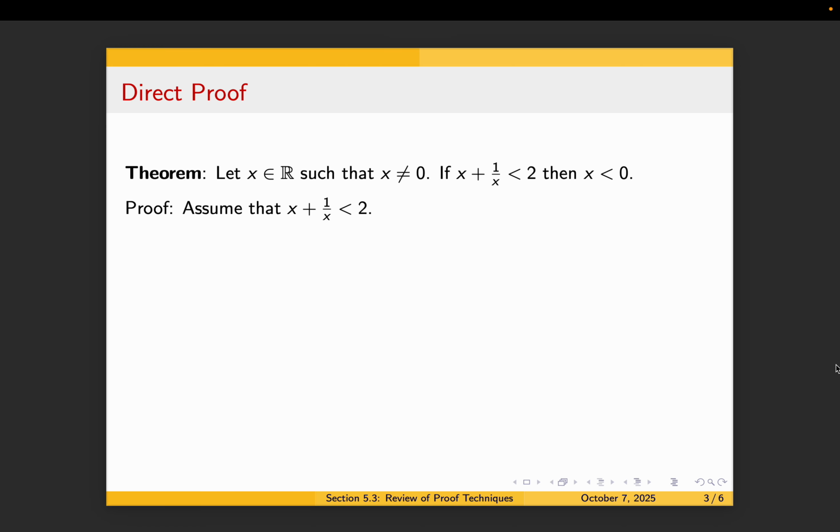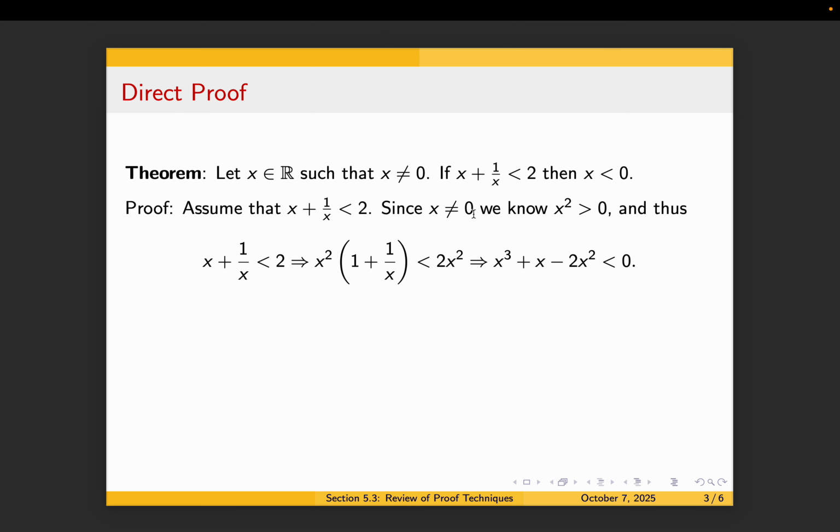So here's what a direct proof looks like. We assume what comes right after the if. That's what we've done many times. So we get to assume this inequality, and then our goal is to prove that x must be negative. So let's see if we can do that. If you assume this inequality, this gives you something to play around with. You can mess with this equation. So you now know that x is less than 2 minus 1 over x, things like that.